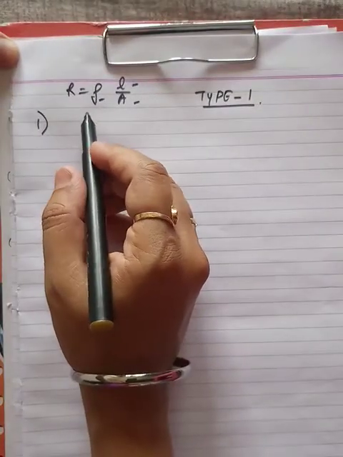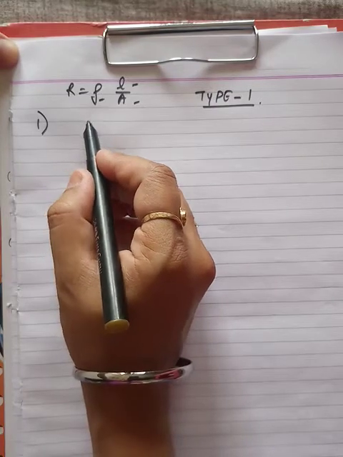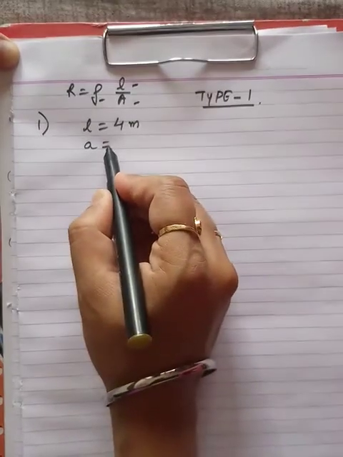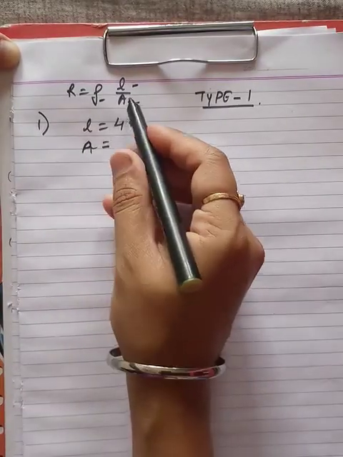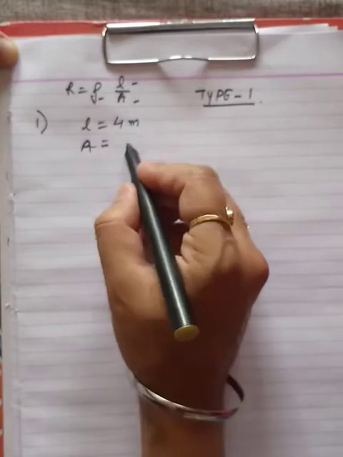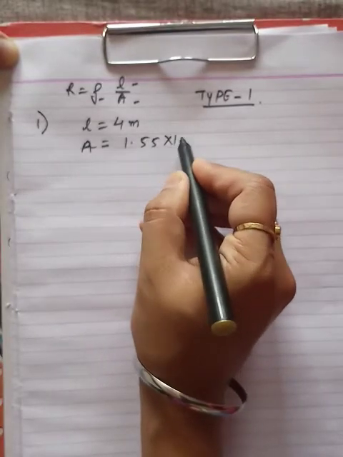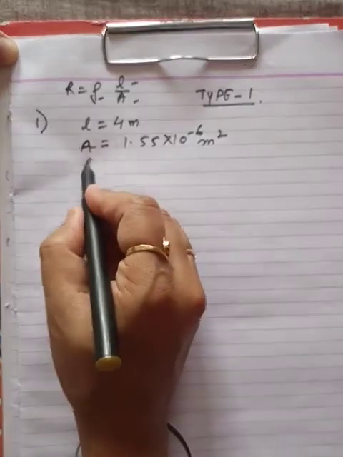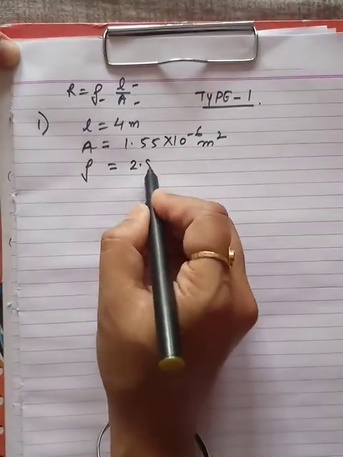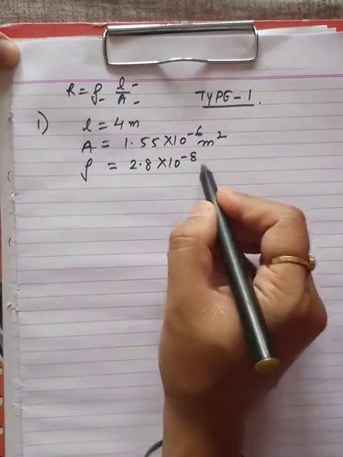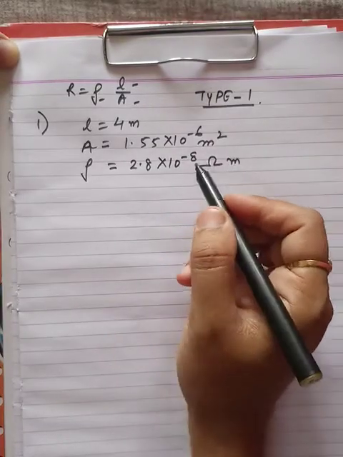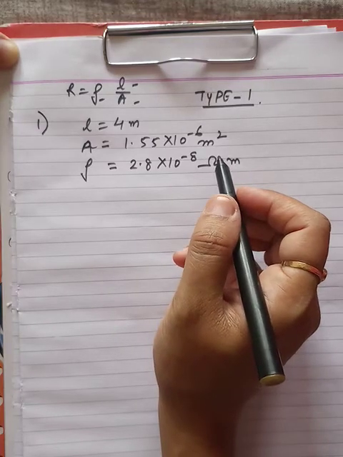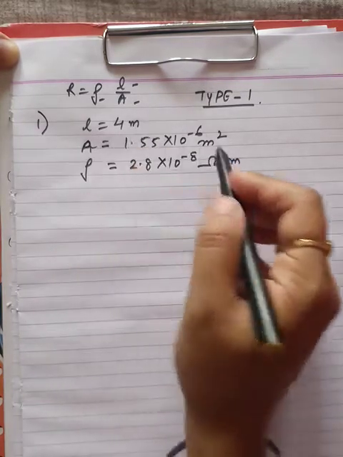In this question, what is the length given? L equals 4 meter. Area of cross section I can write as capital A, as it is in the formula, that is 1.55 multiplied by 10 raised to power minus 6 meter square. Resistivity rho is 2.8 multiplied by 10 raised to power minus 8 ohm meter. Remember, the units of every physical quantity are very important, right? So all these are in SI units.